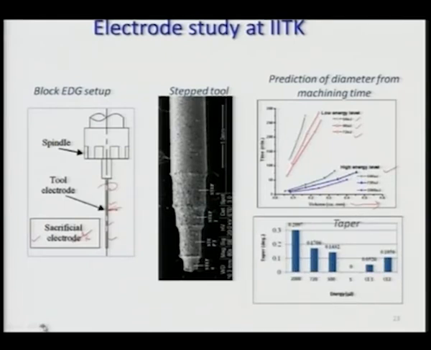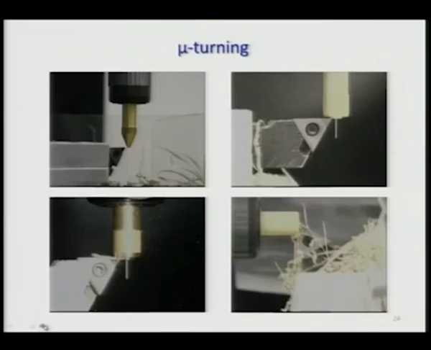So this is the kind of taper that you can produce while you are micro drilling the hole, with different energy levels of the sparks as shown over here, and this is the taper that you are going to get. Now this is conventional turning with the help of which you can prepare the micro tools, as you can see in 4 different phases. This is the micro tool that is being prepared, and later on these tools can be used for electric discharge micro drilling operation.